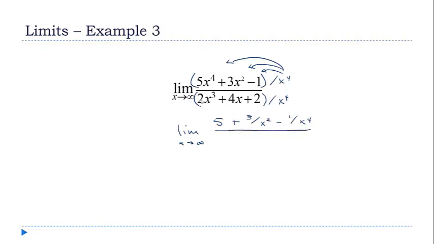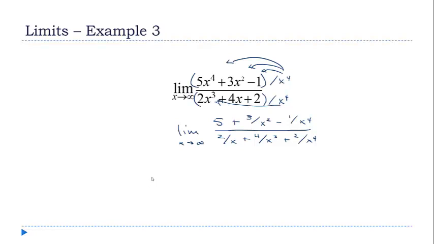And on the bottom, 2x cubed over x to the 4th is 2 over x. 4x over x to the 4th is 4 over x cubed. And then finally, just this 2 over x to the 4th.